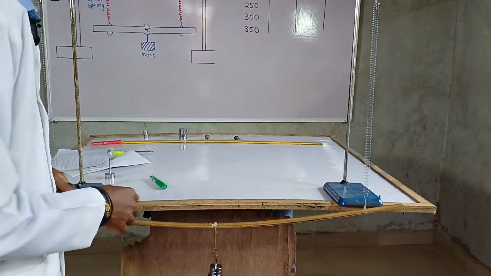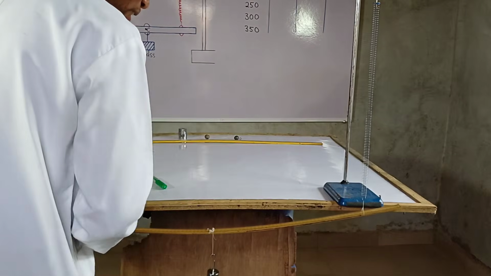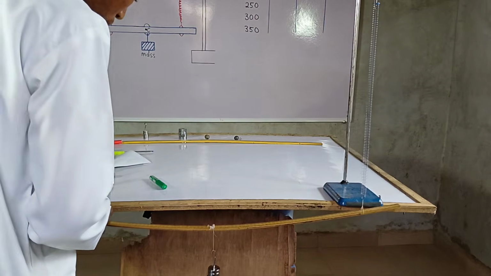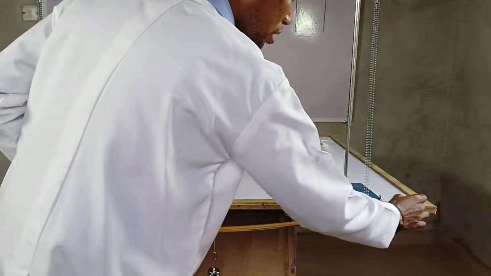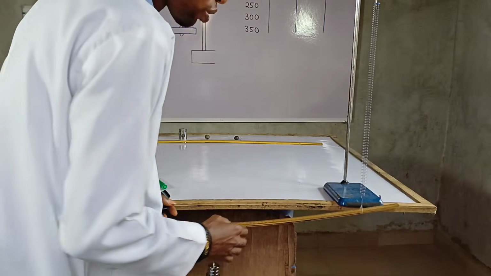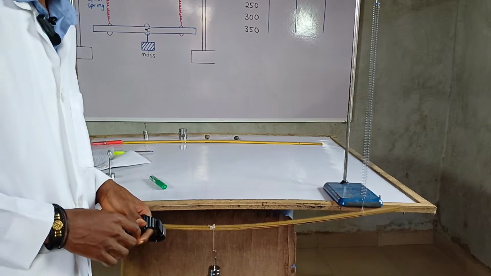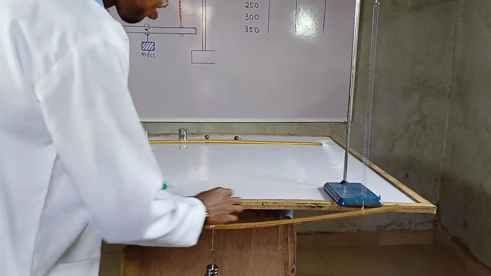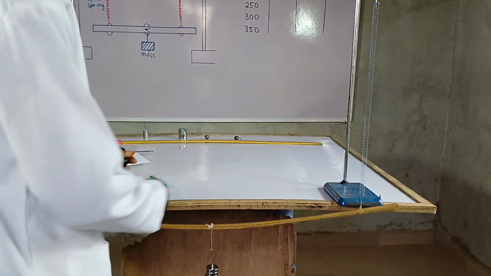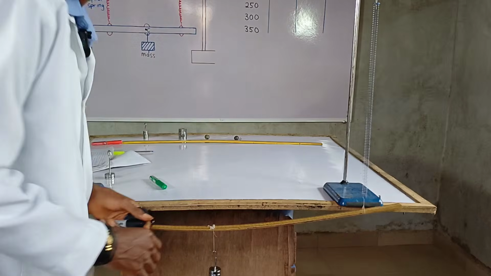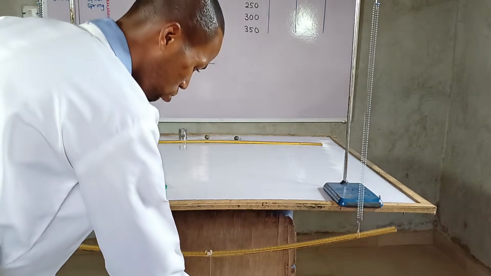Recall that the distance between the first spiral spring here and the second spiral spring is 80 centimeters. So we have 10 centimeters towards this end as well as 10 centimeters towards the other end. The center of gravity of the meter rule is 50 centimeters, so we can proceed once this is checked. So we have the 250-gram mass suspended at the center of gravity. Let's put it into oscillation.